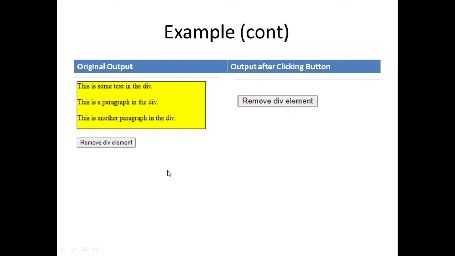So here is how the program will appear. Originally we have this division. We place a border, we place a background color, and we place a size. Here is a text and two paragraphs. If we click on this button, this will remove everything. So the result will be something like this. Output after clicking the button: we just have the remove div element button left.